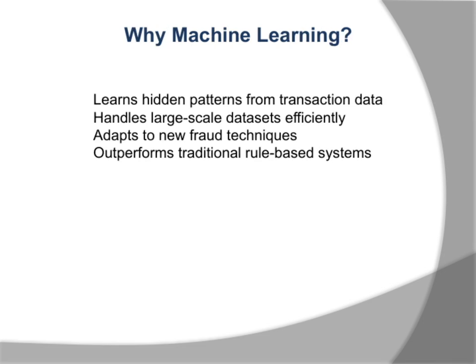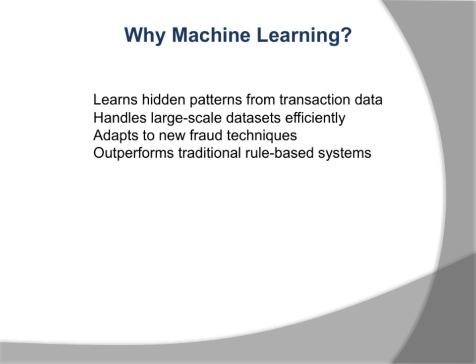Let's talk about why machine learning is such a game changer in fraud detection. First, it learns hidden patterns from transaction data that might not be immediately obvious to humans or traditional systems. This means it can uncover subtle signals indicating suspicious activity. Second, machine learning handles large-scale datasets efficiently, allowing it to process millions of transactions quickly and accurately. This scalability is essential as transaction volumes continue to grow.